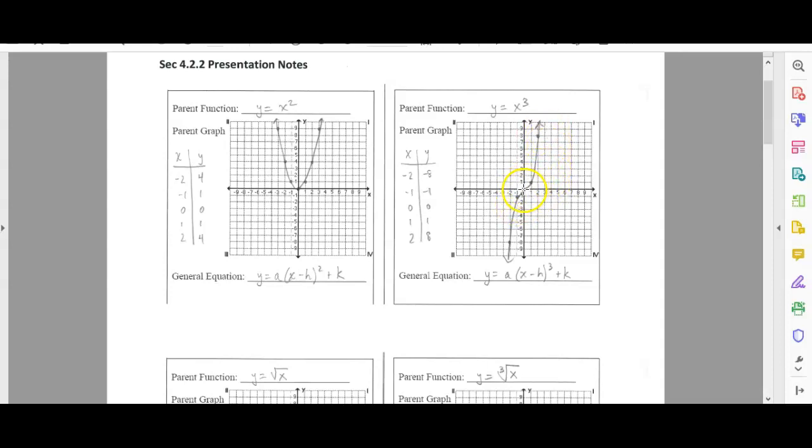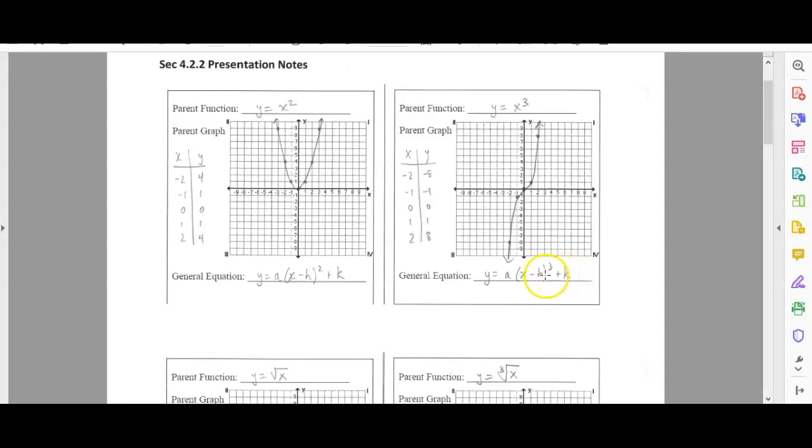We're going to have a locator point in the center of these graphs where it flattens out, and that is going to be at the origin unless we have any shifting. So the shifting would work the same way as a quadratic. Feel free to add any additional notes that you hear verbally here if anything sticks out to you as something that might help you out.